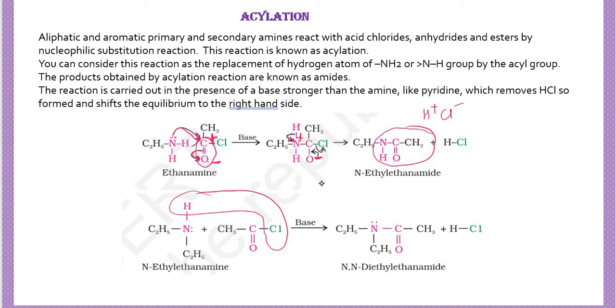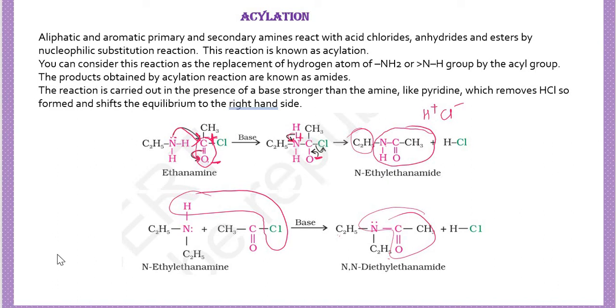Yes. Now, if you see this nitrogen, there is one ethyl group attached to it. So I'll say N-ethyl ethanamide. Now, for example, suppose I have 2 ethyl groups attached to it, then I'll say N,N-diethyl ethanamide. Isn't that easy?